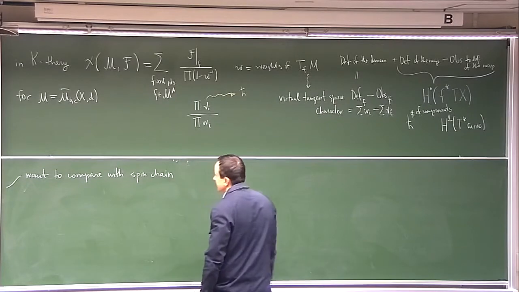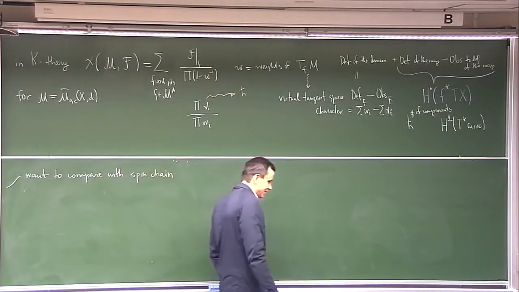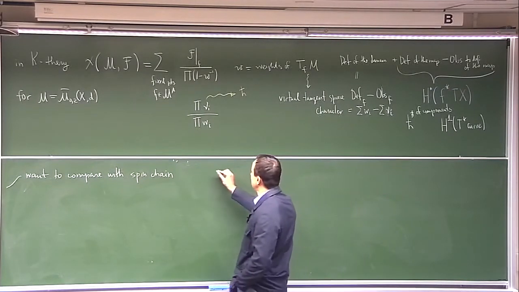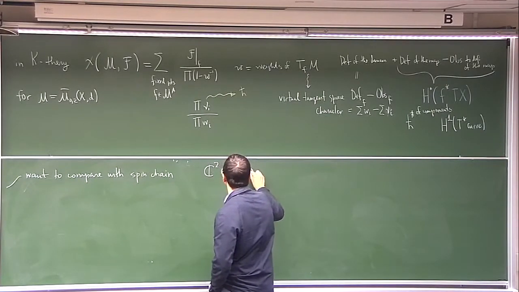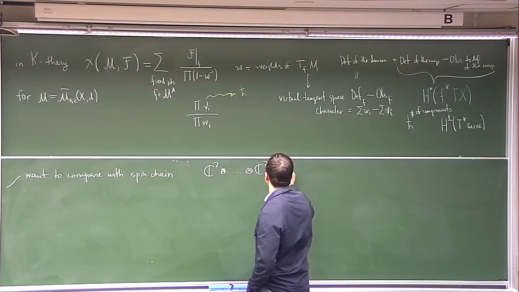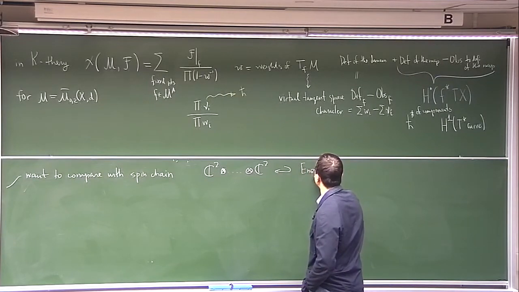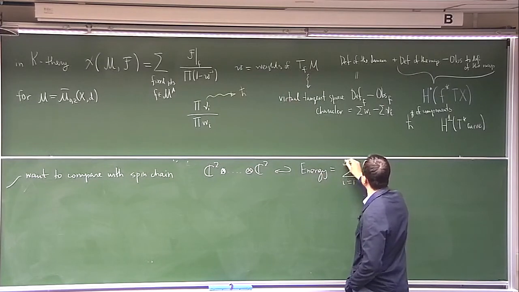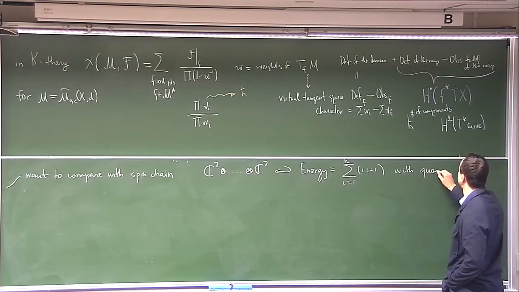And so, spin chain. What was the spin chain? Spin chain was some specific operator that was acting in this specific energy operator. That was like summation over i goes from 1 to n, summation i plus 1, with quasi-periodic boundary condition.